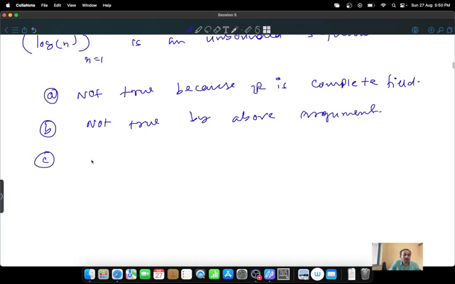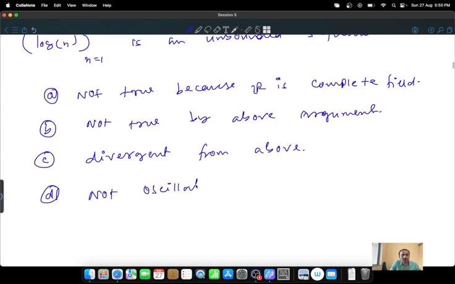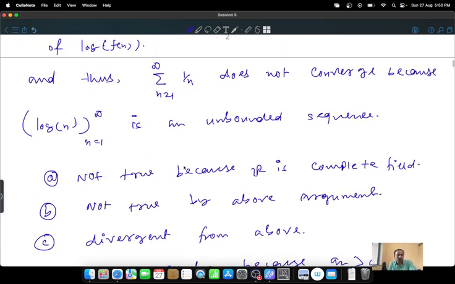Third, C, divergent from above, and not oscillatory because a_n is strictly bigger than a_(n-1), that is, a strictly increasing function, because you are adding 1 by n type of terms every time. So this is true for all n greater than or equal to 2. Yeah, so that is the thing.